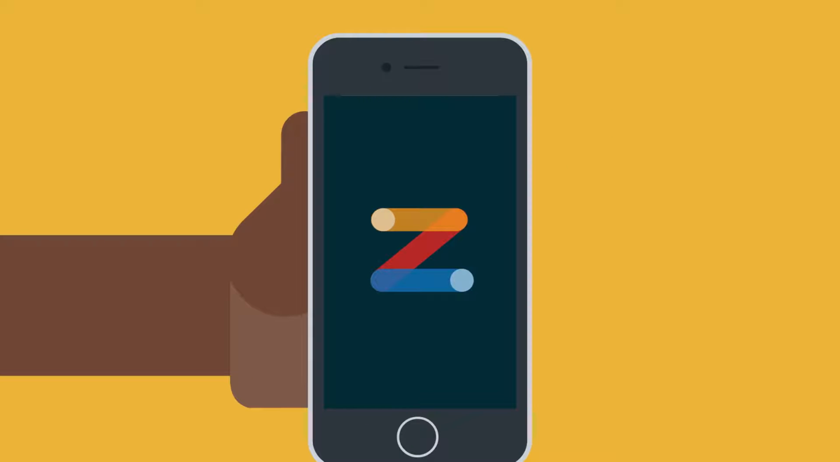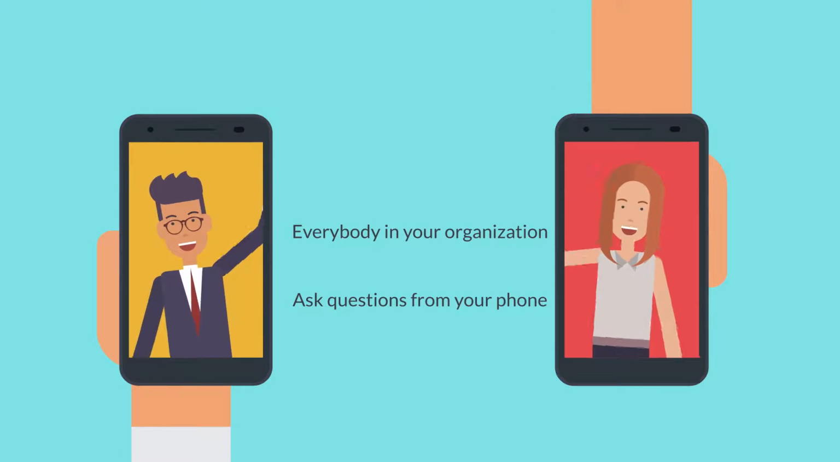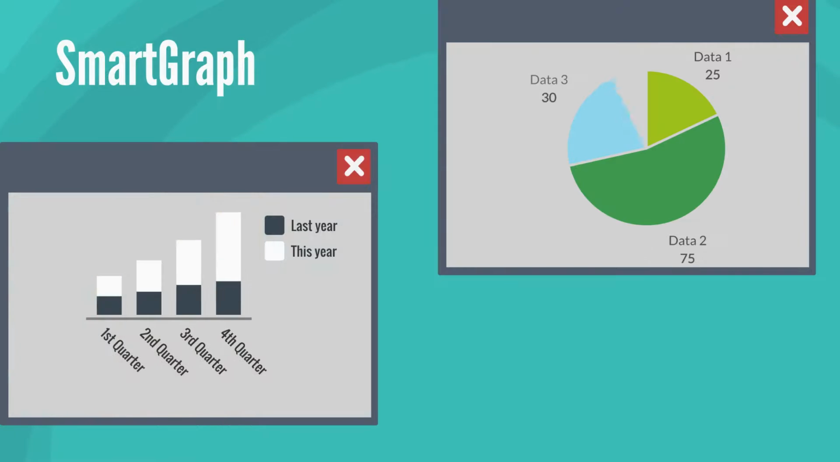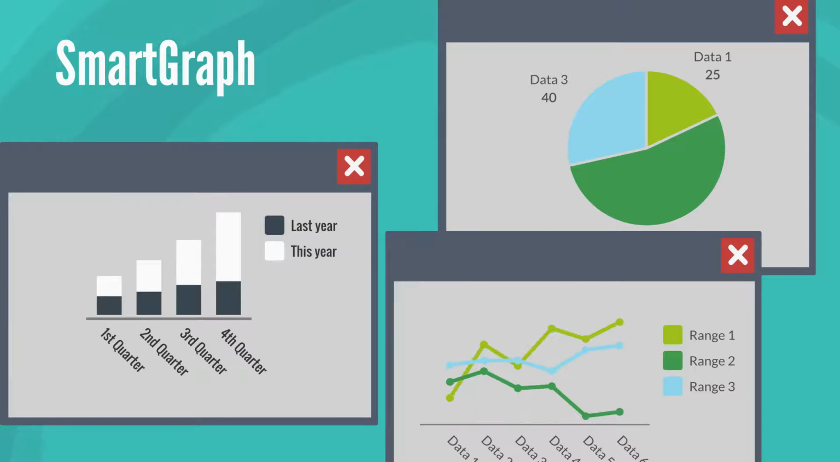That's where Zing Data comes in. Zing Data empowers you and your whole organization to ask questions of any database from your phone. We'll automatically figure out which graphs make sense based on your question, so you don't have to worry about axes or colors.